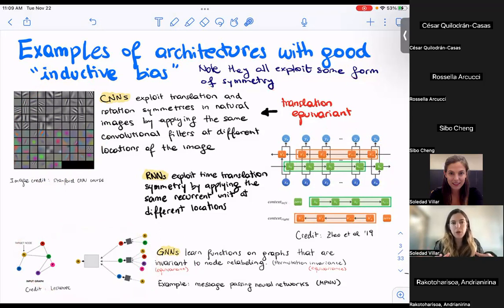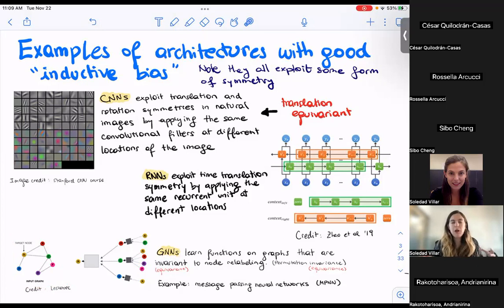So for instance, convolutional neural networks exploit translation equivariance. So it doesn't matter where in the image you have your relevant things, you can still find it. Recurrent neural networks also look at some time translation symmetry, and graph neural networks learn functions on a graph. So here, this is a graph.